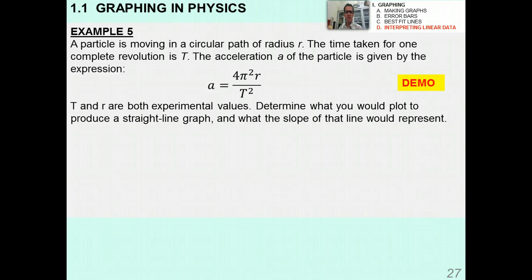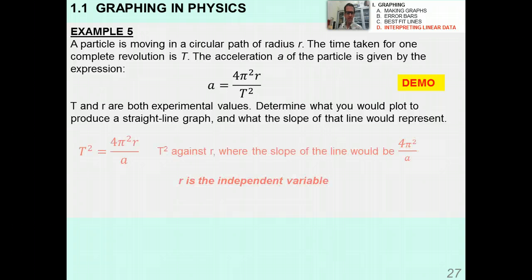So you've read it. Go ahead and try this one. What we need to do is this: the variables we're dealing with are T and r, the things we're actually measuring in the laboratory. Both of them are included in the right-hand side of this equation, so all you need is a little bit of algebra to separate them. Which one would be the independent variable? That's for you to figure out.